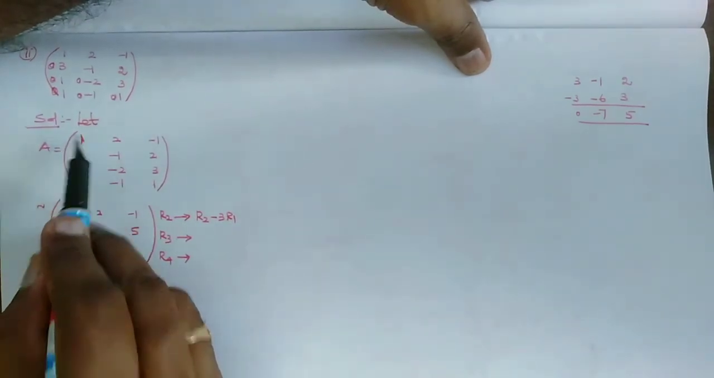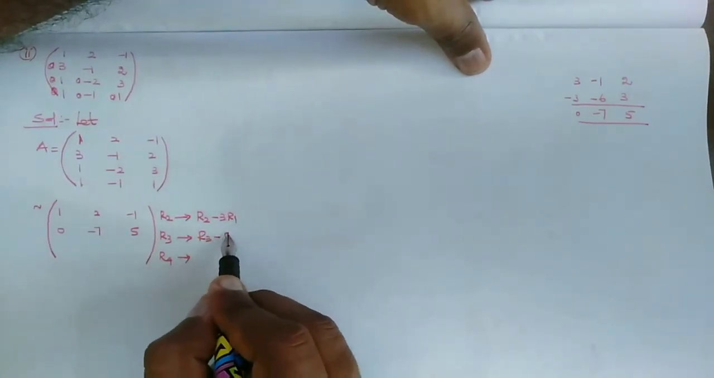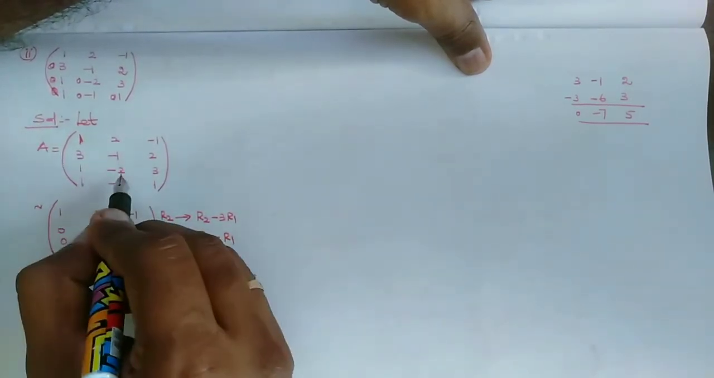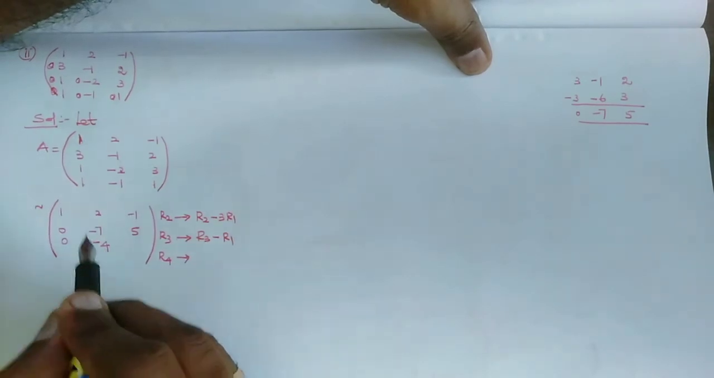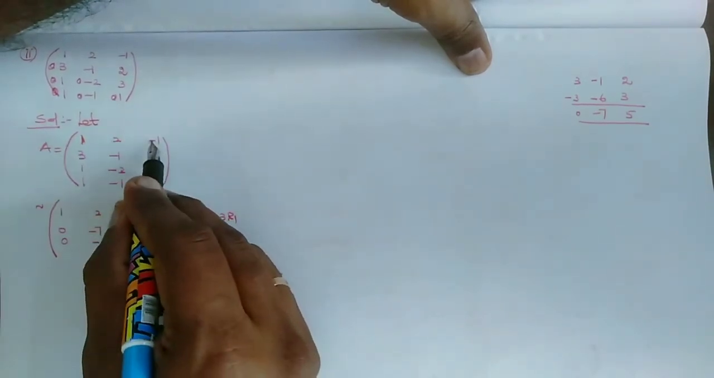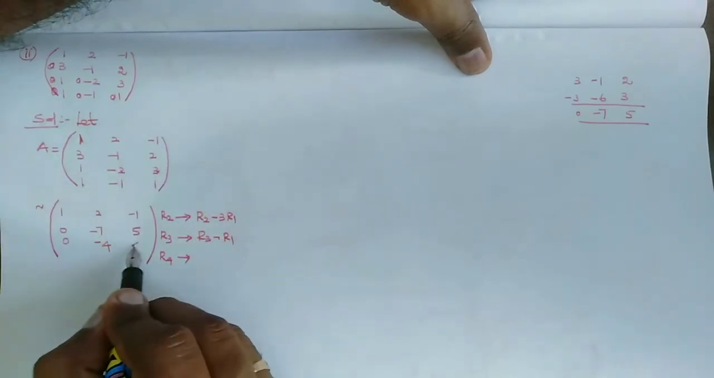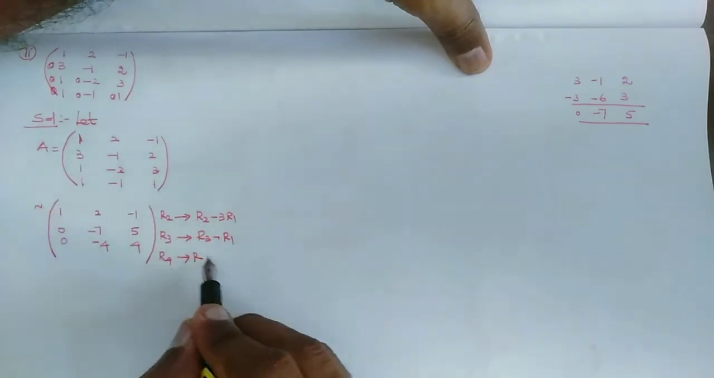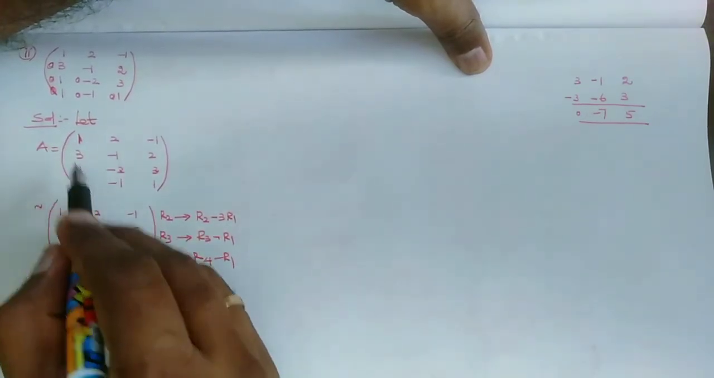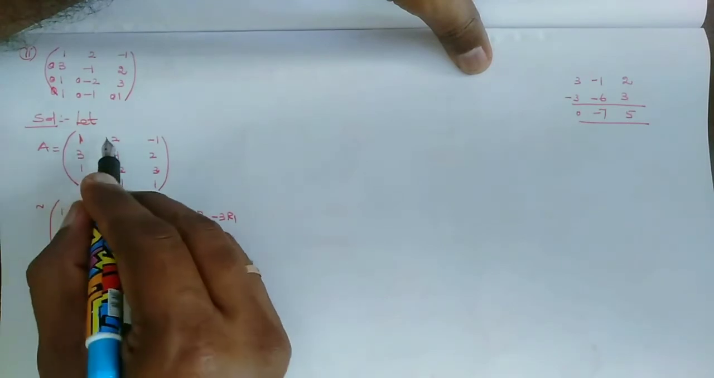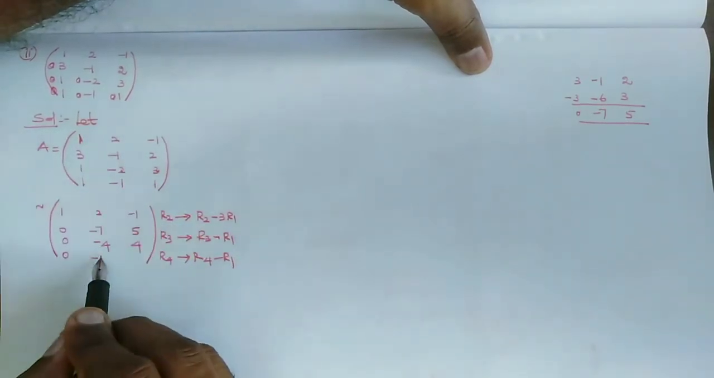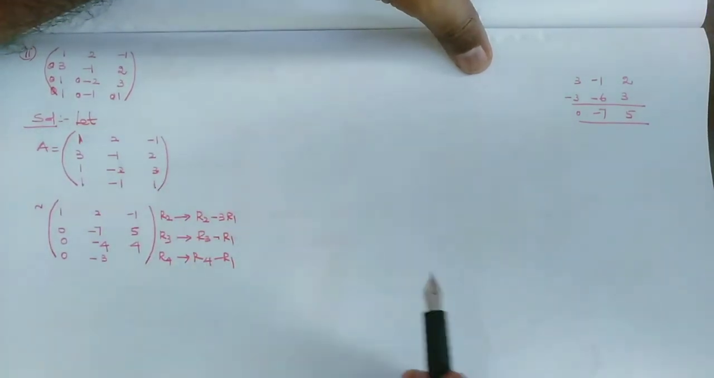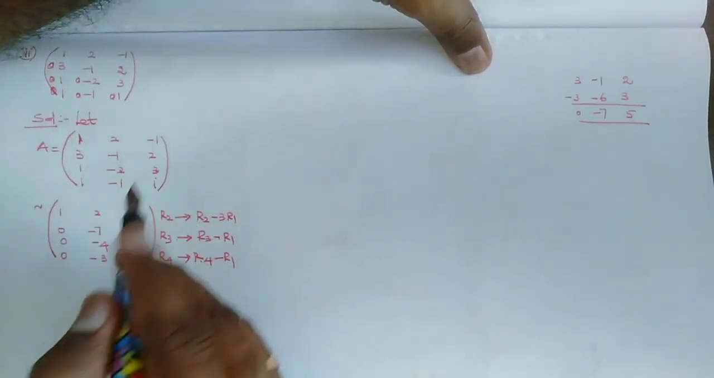Next, this is 1, 1. So easily you can say R3 minus R1. 1 minus 1 is 0. Minus 2 minus 2 is minus 4. Minus 3, minus into minus is plus, 3 plus 1 is 4. Next we move to R4. R4 also is 1, 1. R4 minus R1. 1 minus 1 is 0. Minus 1 minus 2 becomes minus 3. 1, this becomes plus 1, because minus into minus is plus. 1 plus 1 is 2.